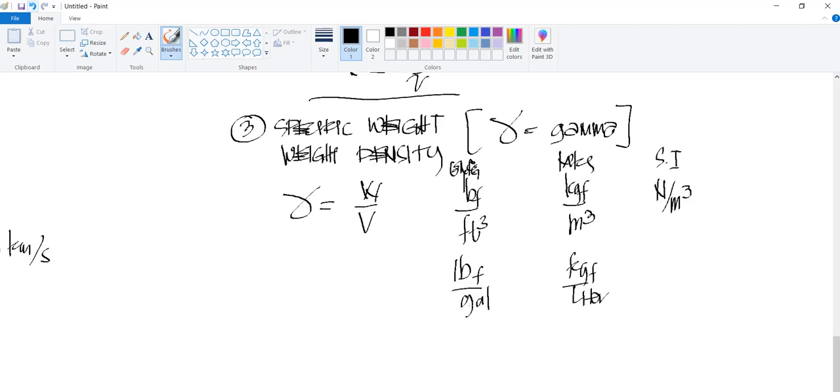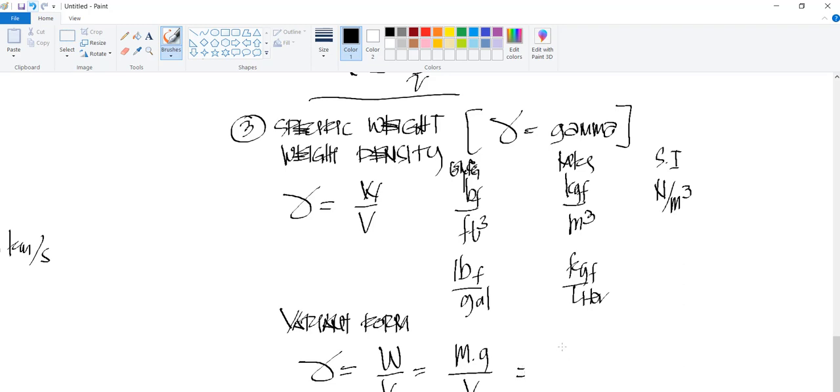So we have the variant form of specific weight, which is weight over volume, where weight is expressed as mass times gravity divided by the volume. If there is other gravity, say on the moon or on Jupiter, we can express it as mass times the gravity observed divided by the gravity standard. It can also be simply defined as density times gravity. That is the variant of the specific weight.